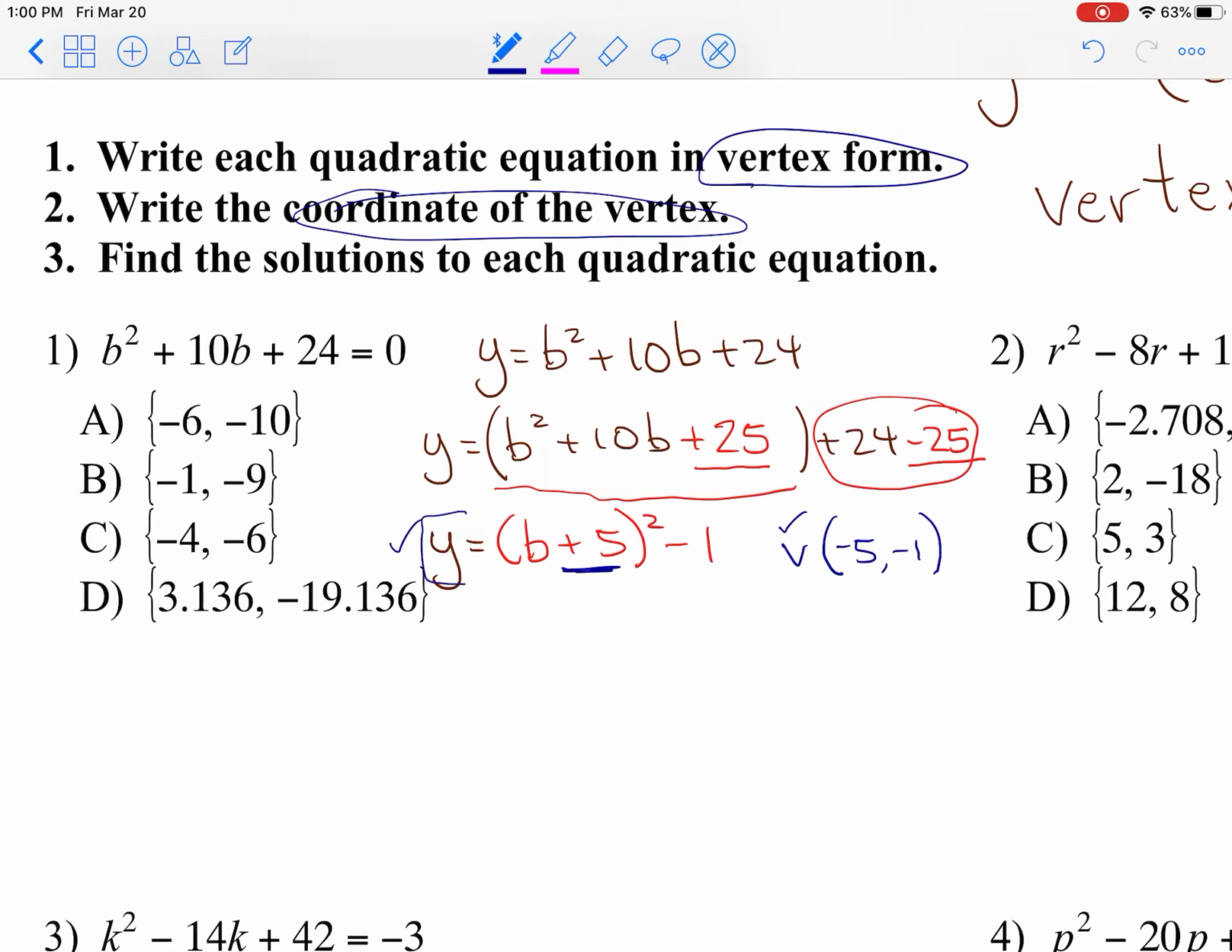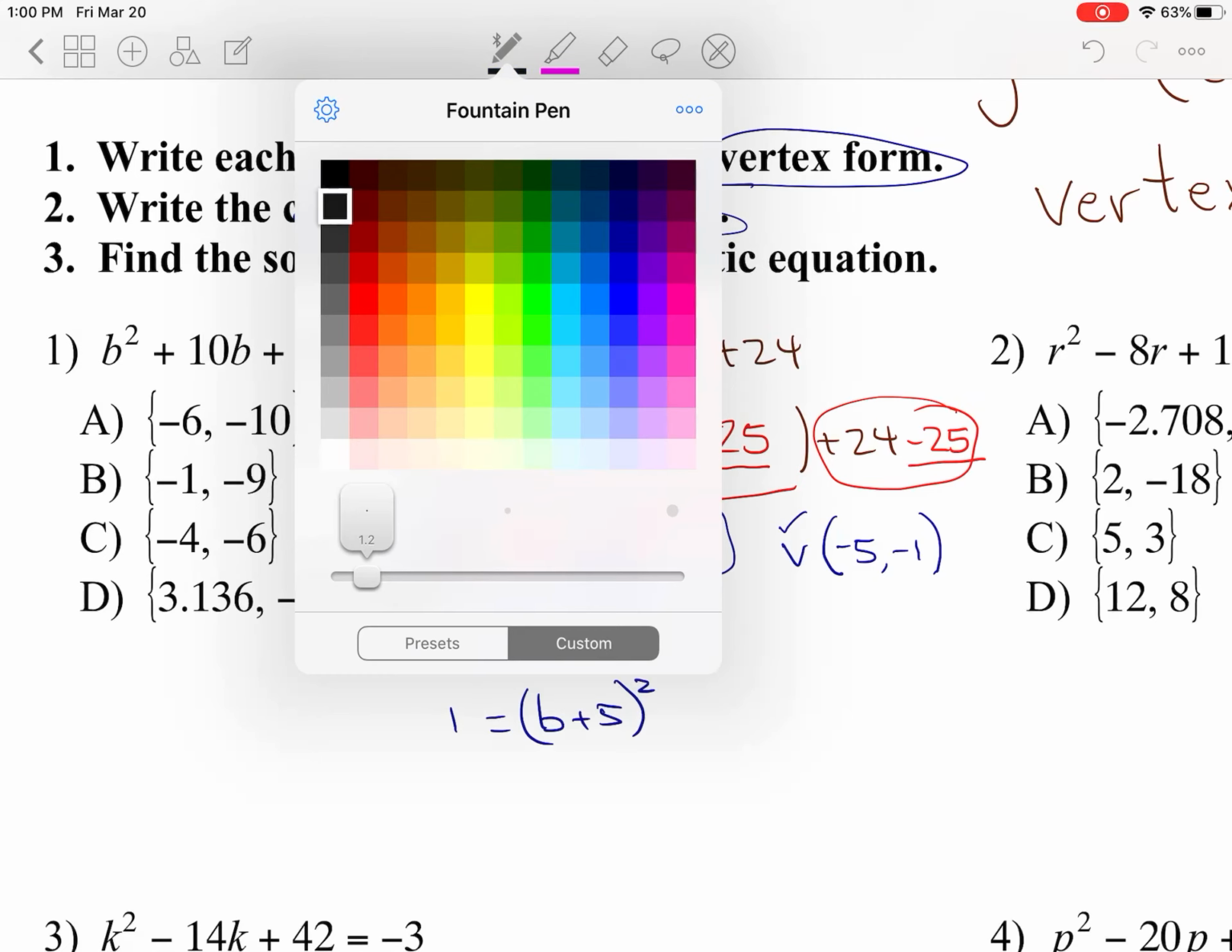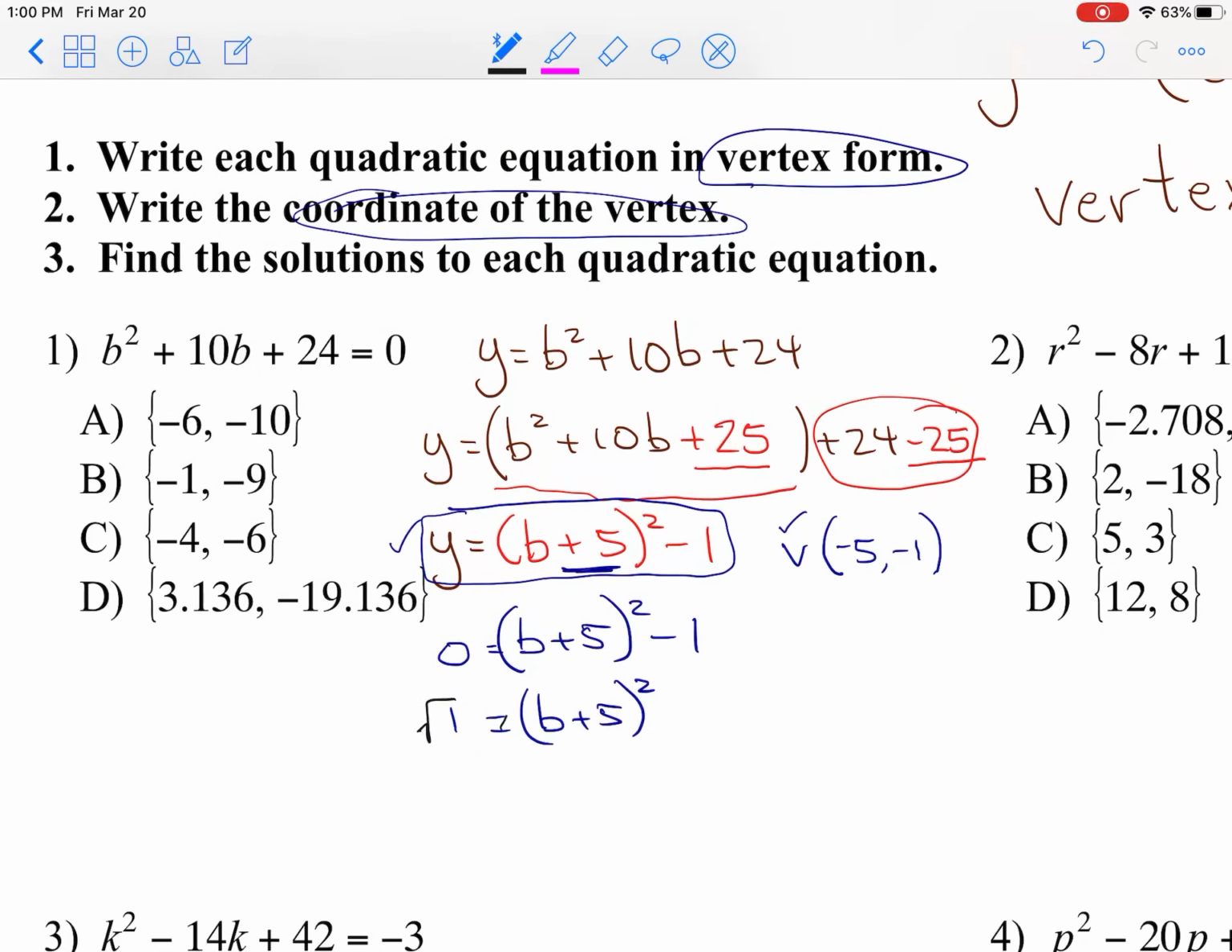So now I'm going to solve where I wrote my vertex form. I'm going to kind of go back to what I did before. Now I'm going to replace that y with a 0. Remember, I did that originally. I replaced the 0 with a y. Going to add 1 to both sides. And I'm going to take the square root of both sides. So I get plus or minus 1 equals b plus 5. And then I'm going to solve those two equations.